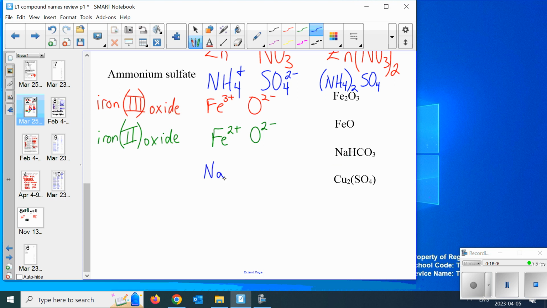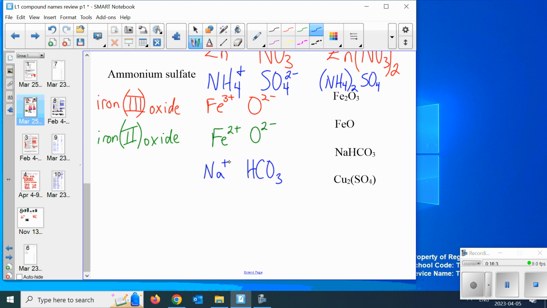Na, HCO3. I've separated this. I know the first thing is a metal. I don't know what the charge of sodium is. What is the charge of sodium? It's on the left side, it's a metal, and I see a 1 that goes down. It's in the first column.